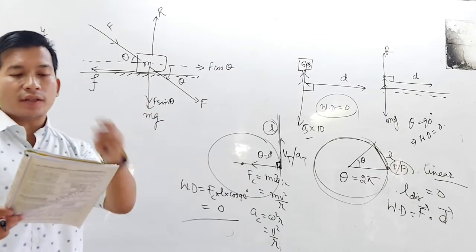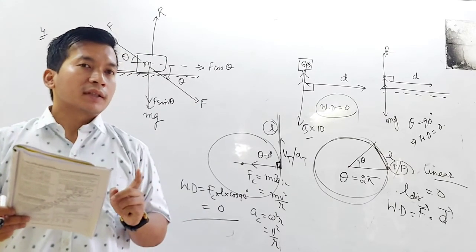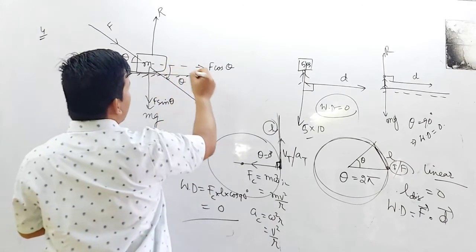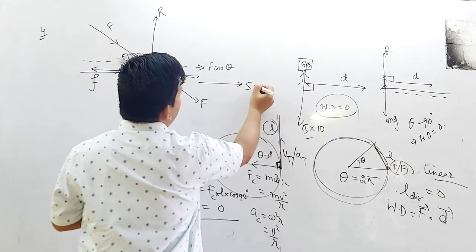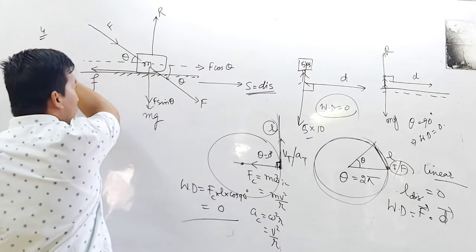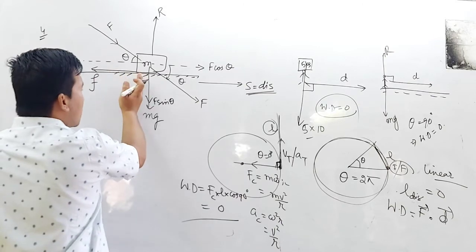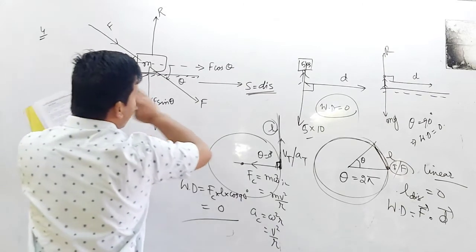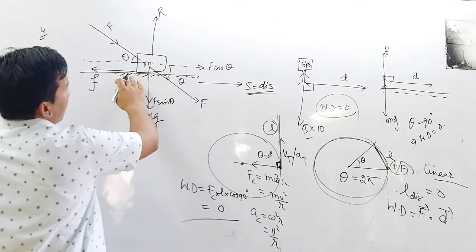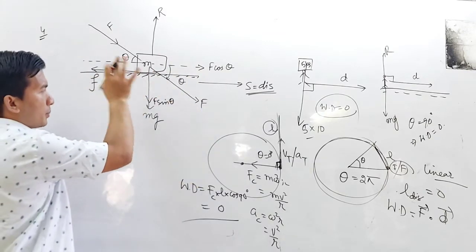So without any calculation you can eliminate option number 1 and option number 3. The displacement is to the right; S is taken as displacement for this particular question number 4. And what about the friction? The friction is to the left, so displacement is to the right and friction is to the left. Opposite nature will produce what type of work done? Negative work done will be produced.